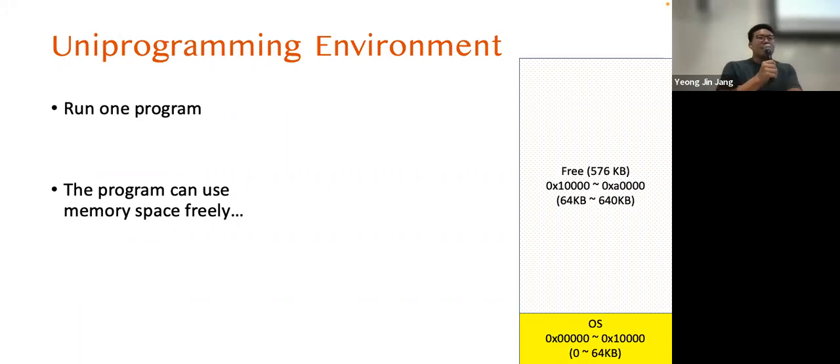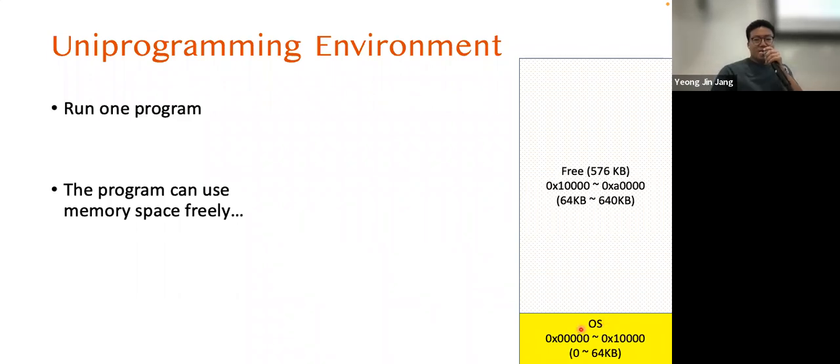So suppose we have a uni-programming environment. What that means is that we only have one program to run on a computer. That's totally different from current computing. If you check how many tasks are running on your laptop, you can easily see that 100 or 200 processes are running all together. So this is not the case, but let's make a simple case to see why we need virtual memory.